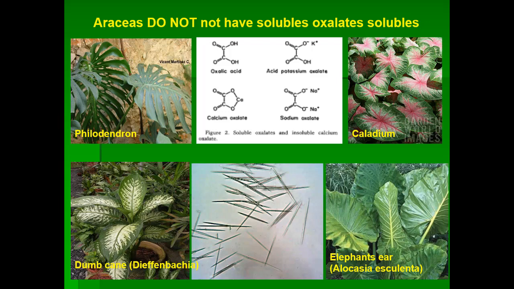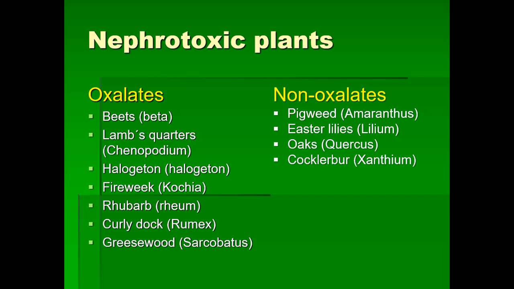Now the syndrome produced by plants containing the soluble oxalates is totally different, because they will bind calcium, and when they get absorbed they form calcium oxalate crystals that can cause hypocalcemia, and they can also precipitate in the kidney tubules, causing kidney damage. So on the next slide we'll see clinical cases for some of the plants that are nephrotoxic, and they could be divided into those containing soluble oxalates and those that have other types of poisons. So we're going to say something about curly dock, halogeton and greasewood, rhubarb for those with oxalates, and for the other ones we'll talk about pigweed, Easter lilies, and oaks.